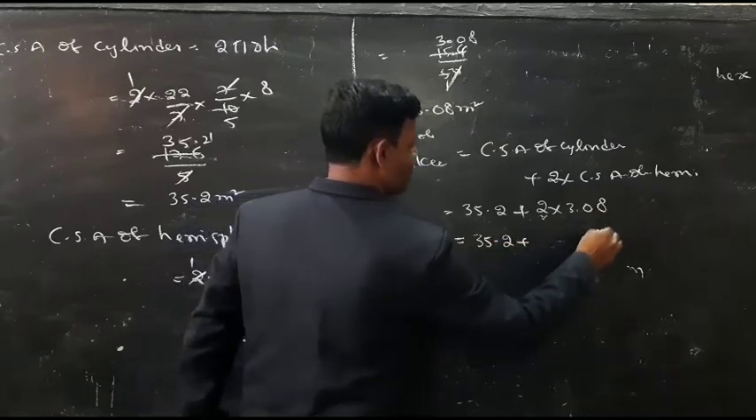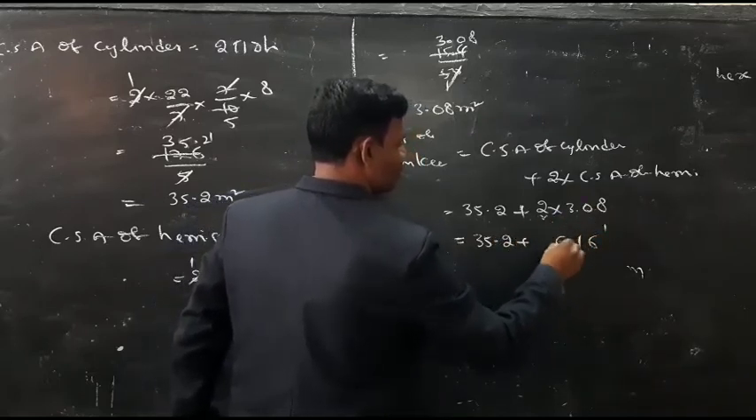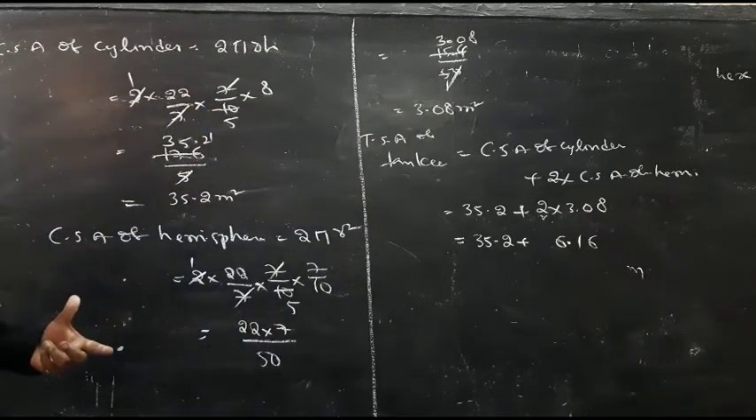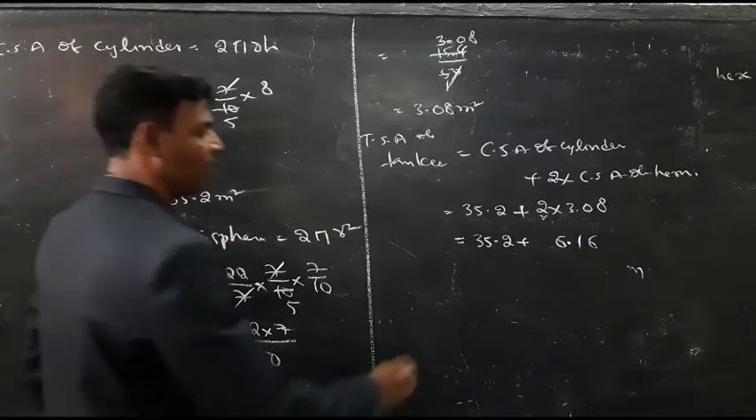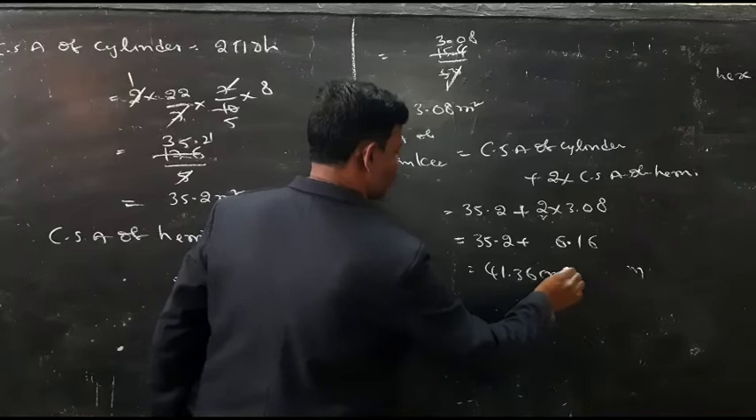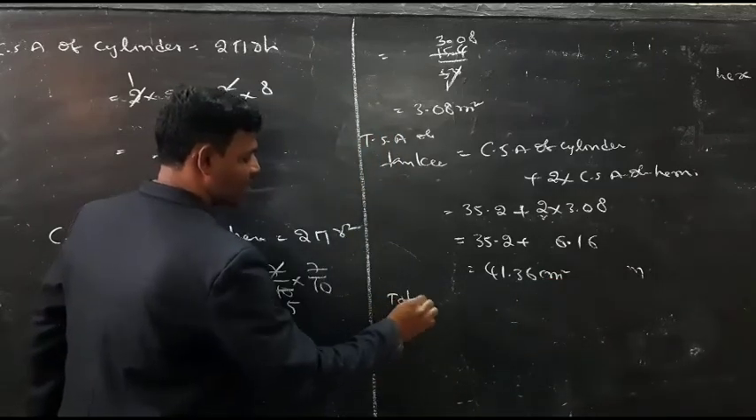35.2 plus, 2 eights are 16, 1. How much is it? 6.16. 35.2 plus 6.16. Add them both. What do you get here? 41.36 meters square.